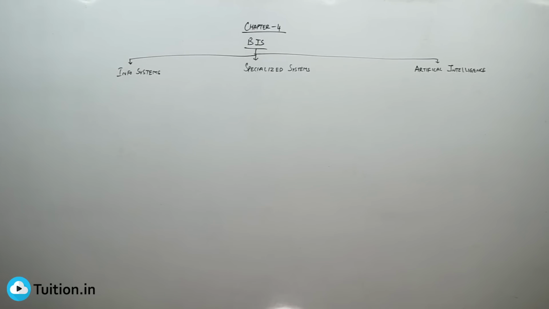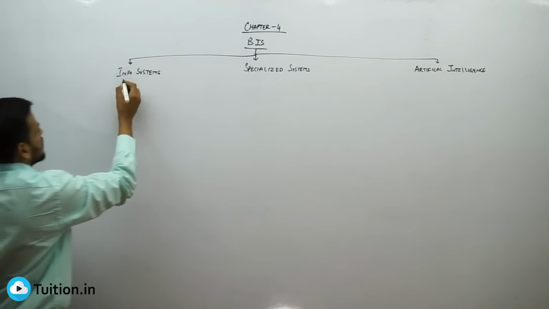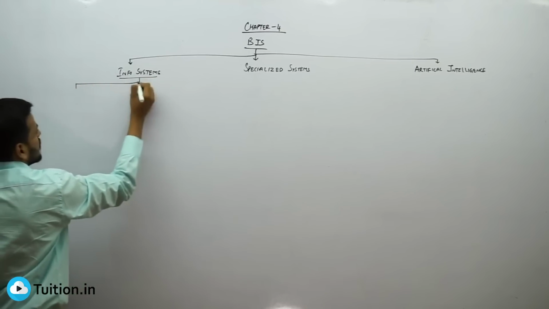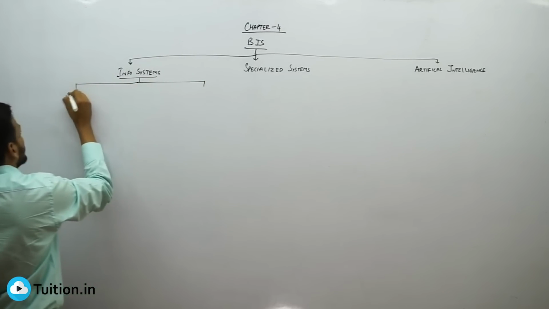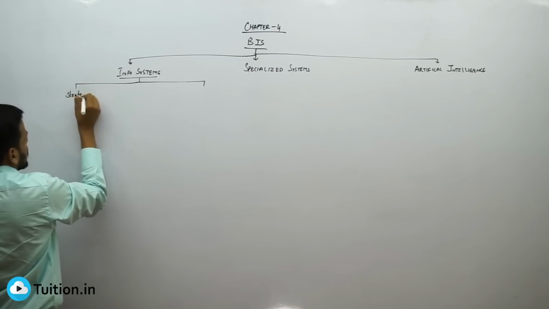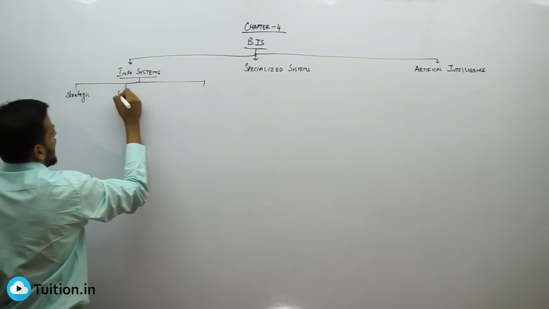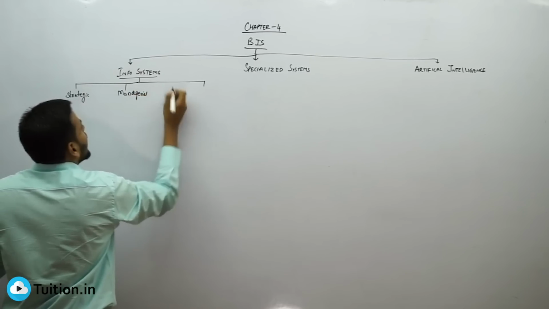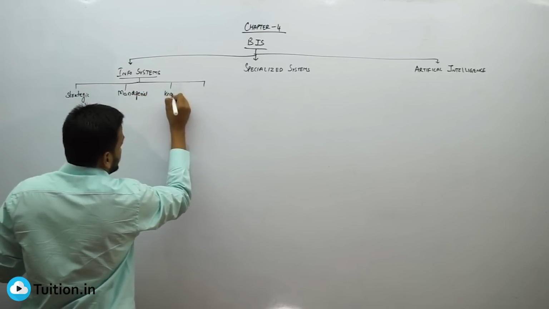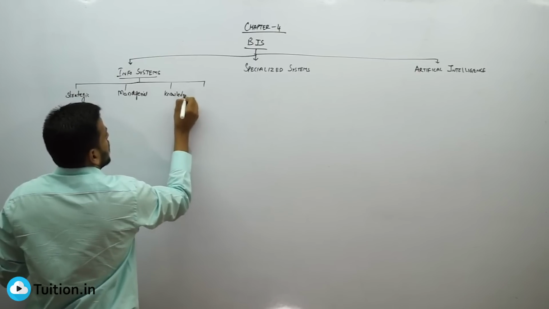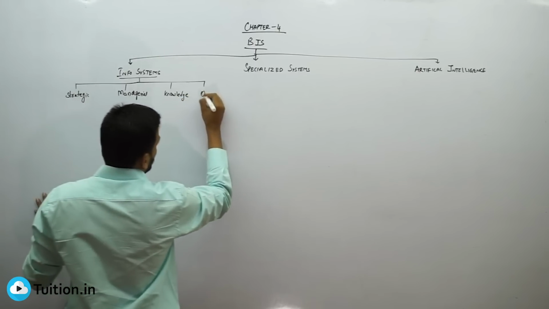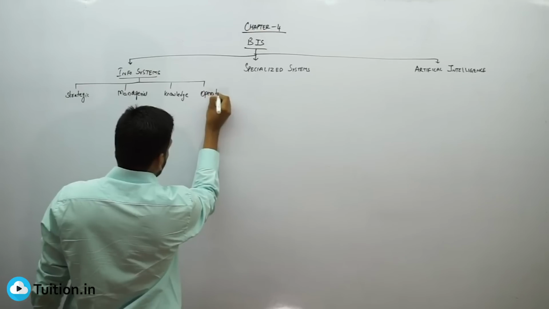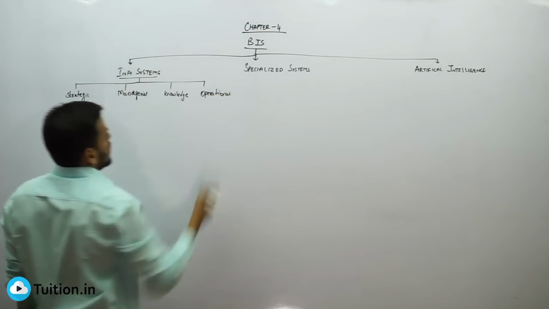So what are there under information system? The various levels in the organization. We are supposed to talk about the levels. There are 4 levels, right? The strategic level, the managerial level, and then comes the knowledge level, and of course the operational level. That is where work actually happens, operational level.